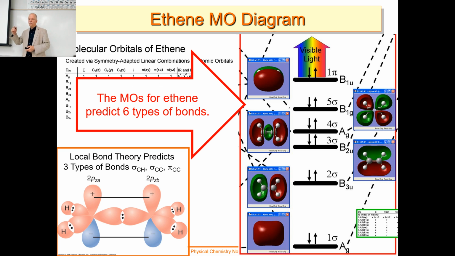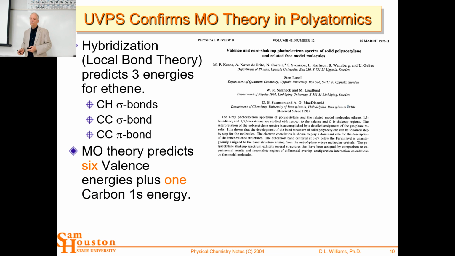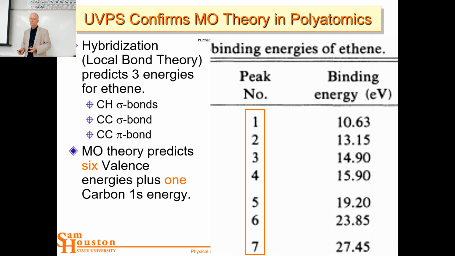And then you look at that, it produces 6 types of bonds. And so then we go to the literature and look to see what the UVPS shows. And it shows 6 bonds plus the 1s on the carbons. And so once again, even in a larger molecule, not just a diatomic, the UV photoelectron spectroscopy favors the molecular orbital arrangement. Because if you had local bond theory, you would just have 3 peaks. You'd have the CC single bond, the CC double bond, and then the CH bonds.